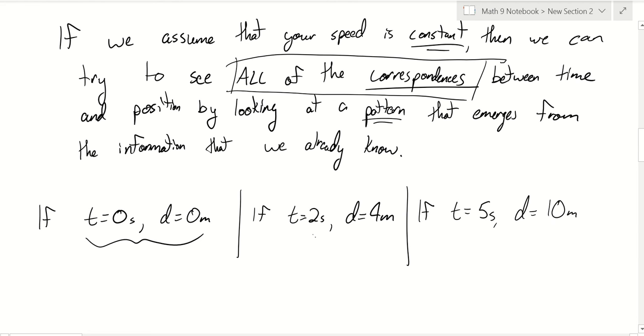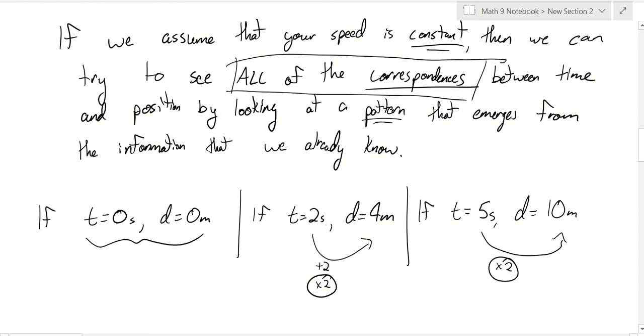So we know that to get from 2 to 4, we could either add 2 or we could multiply by 2. But to get from t equals 5 to d equals 10, we definitely cannot add 2 to go from 5 to 10, right? That won't work. We could only multiply by 2. So it looks like the multiplication by 2 is really the only thing that could take us from time to position, right? Multiplying by 2 here will take us from the information for time to the information for position.